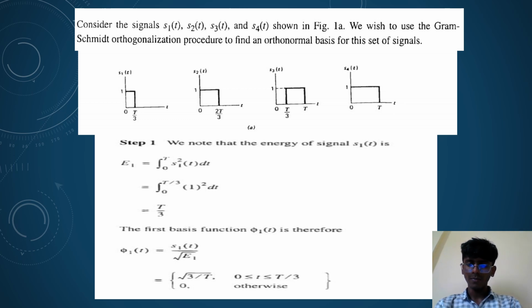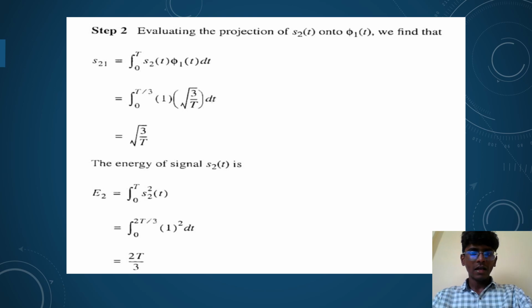divided by square root of e1. The same formula is used here, so phi1 of t is equal to square root of 3 by T under the limits of 0 to T by 3. Otherwise it will become 0, where the interval does not lie in 0 to T by 3. The value is 0. On to the next slide.